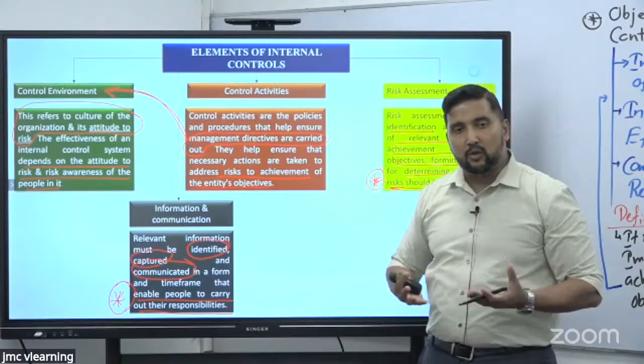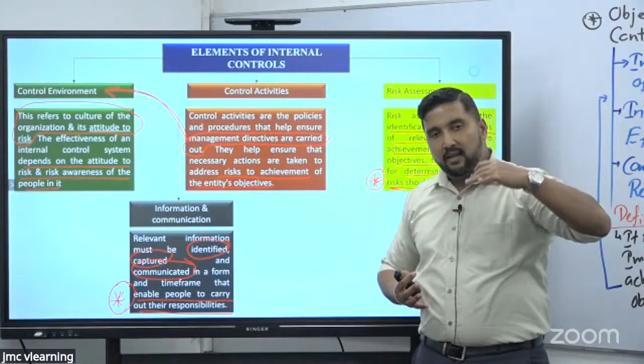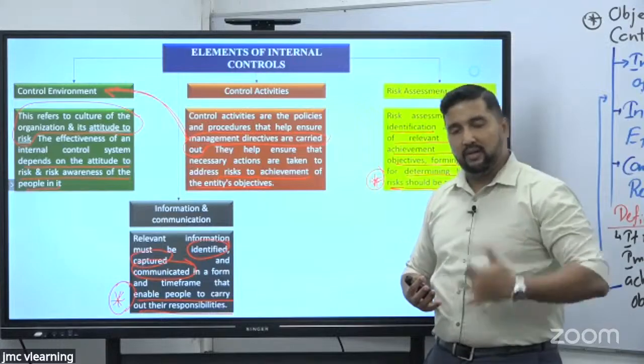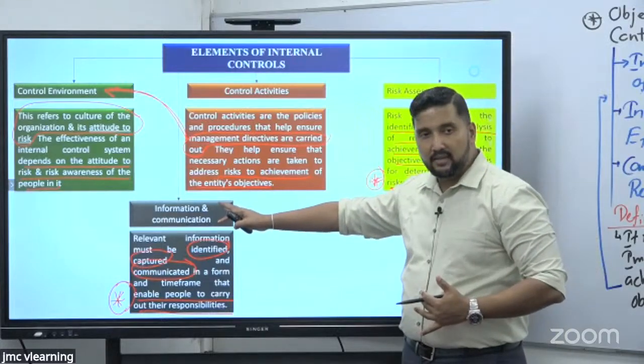For them to implement those controls, that has to be cascaded clearly from top management to the middle to the lower level. So that is what you refer to as information and communication.